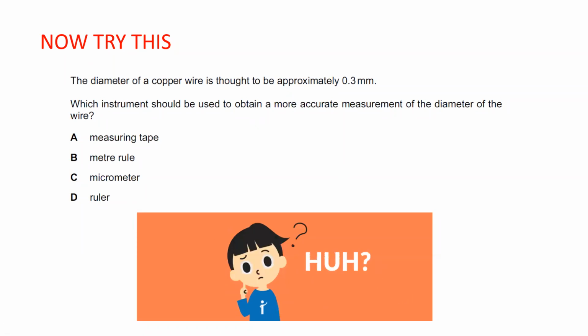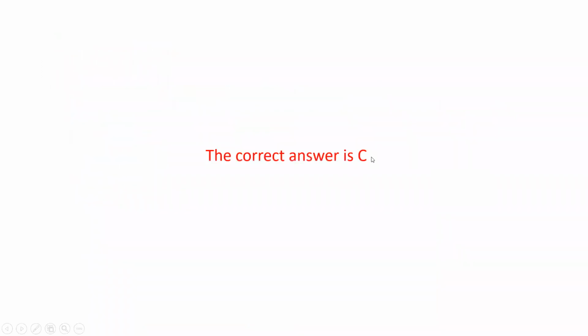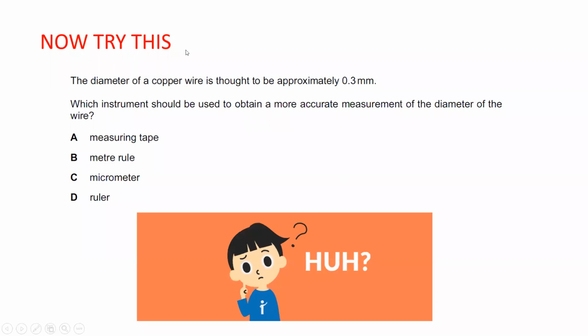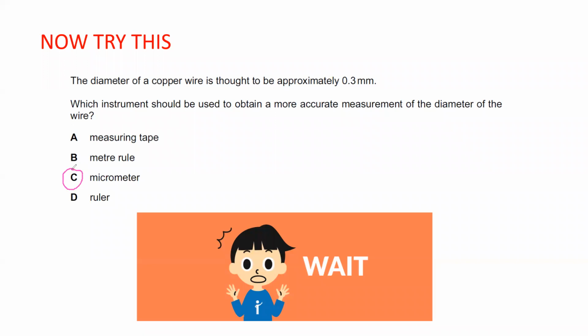What about others, those who did not answer it till now? Yes, so the correct answer is C. So why is C the right answer? Because if you remember, the smallest value which a micrometer can record is very small, 0.01 millimeter.